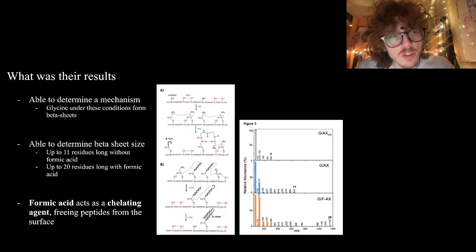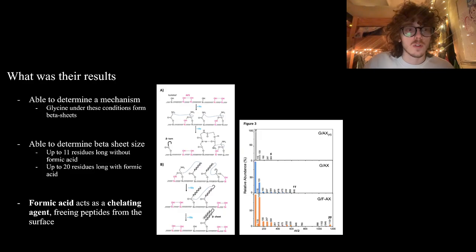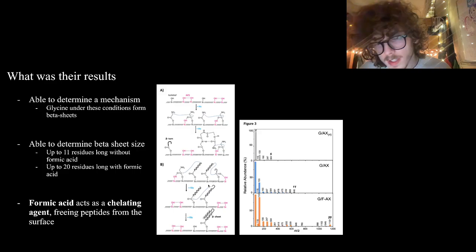So let's just get to their results. Using IR, they were able to determine a mechanism that glycine is going to form beta sheets under these conditions. So if we look at this figure here, you have the silica surface. You're going to have adherence of glycine. Those glycines are going to react with each other to form these things called beta turns. You're also going to get these long linear chains forming while beta turns are being formed. One of those chains will bind on to the beta turn, and then the beta turn hooks on the other long linear chain of glycine, and you get these glycine beta sheets.